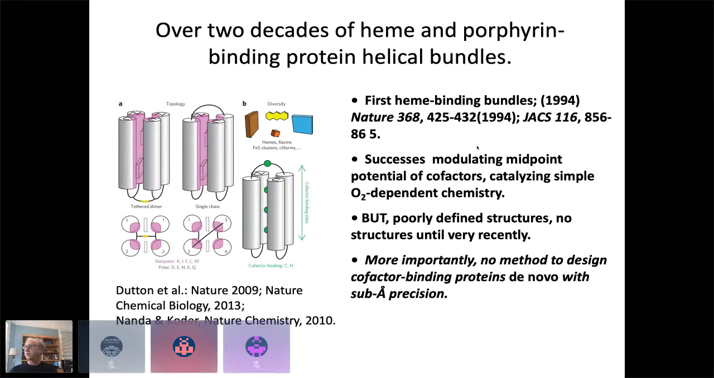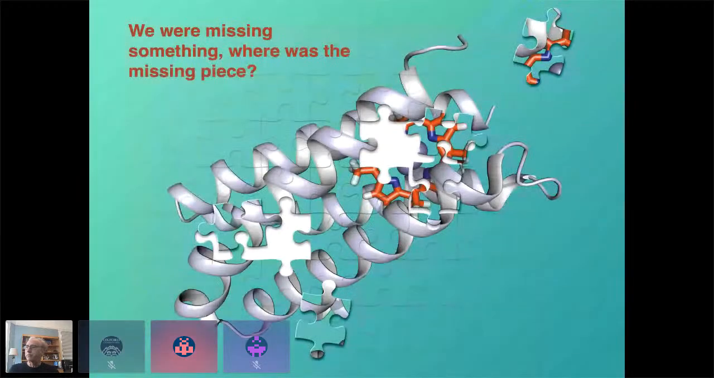And over the years, the group has made tremendous progress in evolving oxygen binding and tuning midpoint potentials. But the structures were very poorly defined from our lab and other labs, and there was really no exact method to not only get structures, but predictably get structures, and that's really what we needed to progress. So clearly there was a piece missing. What was the missing piece?